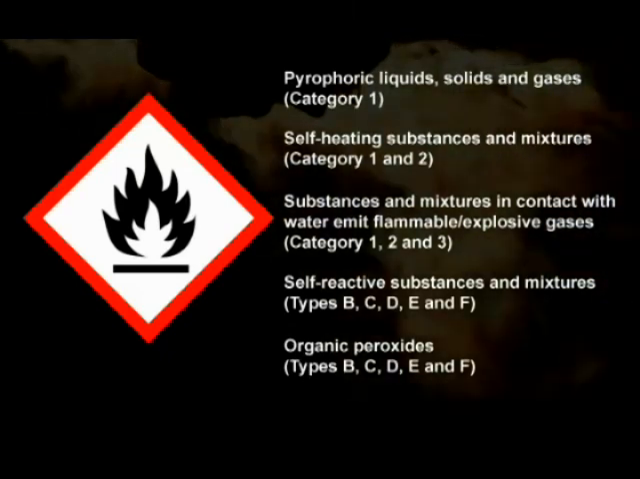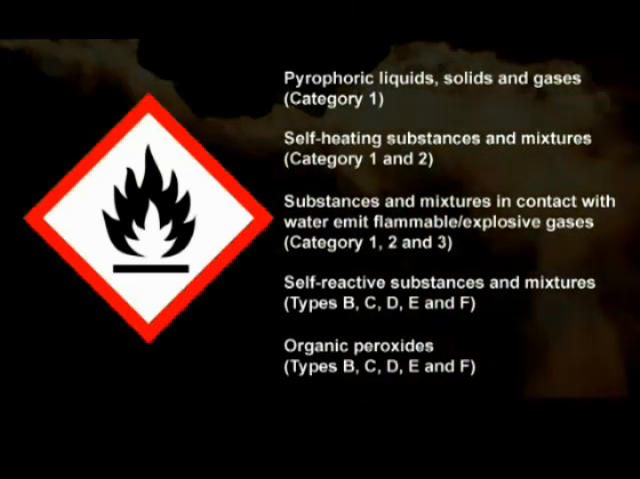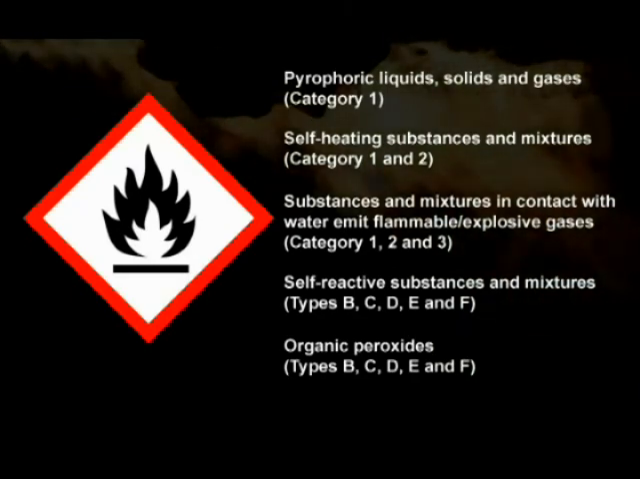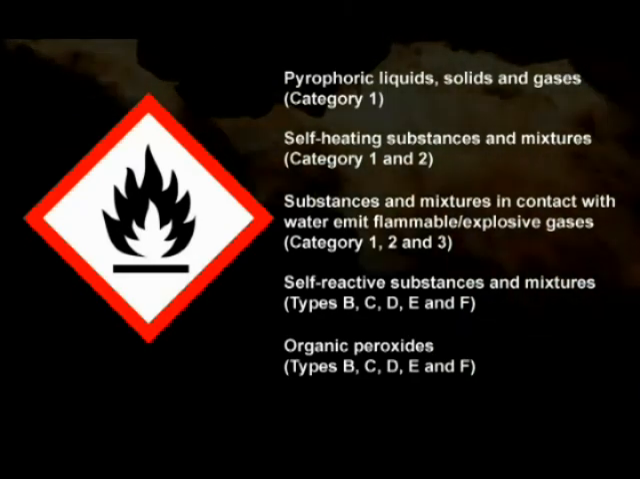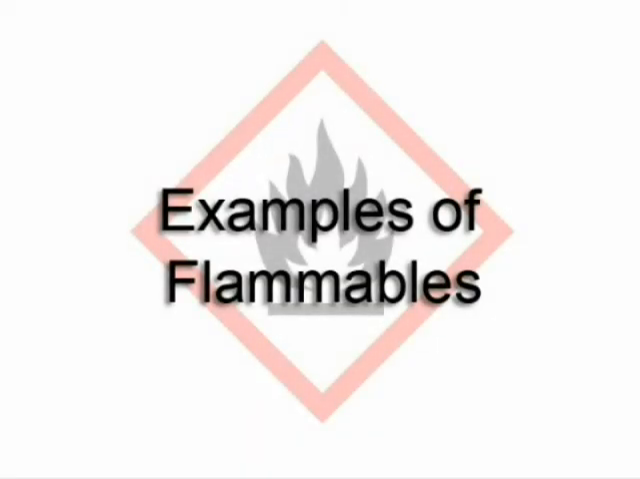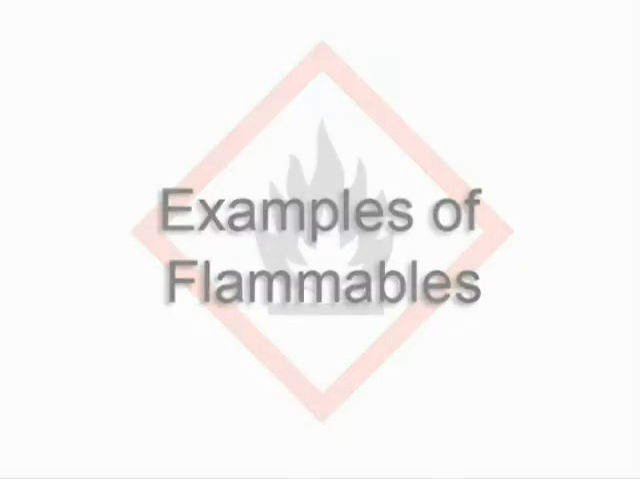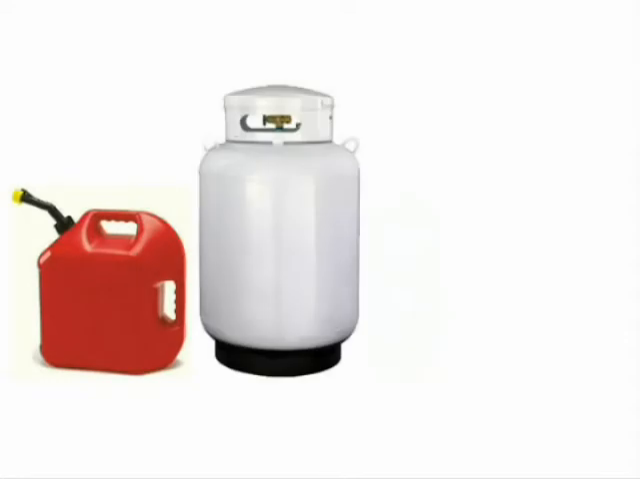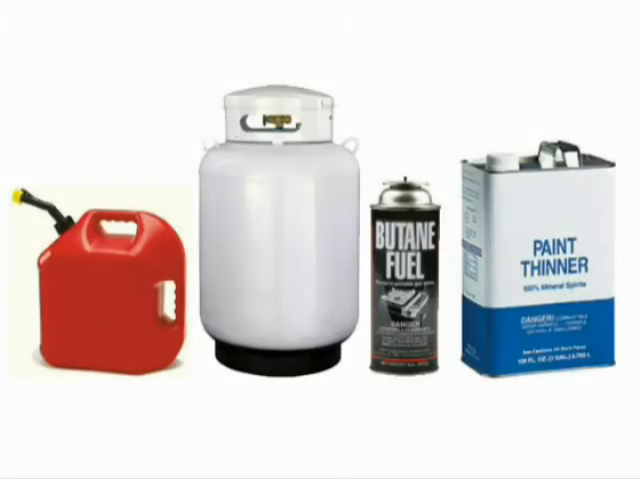Organic peroxides, types B, C, D, E, and F. These products may cause a fire or explosion if heated. Both the flame and the explosive pictograms are used for type B. Examples of flammables that may be found at work and at home include gasoline, propane, butane, and paint thinner.